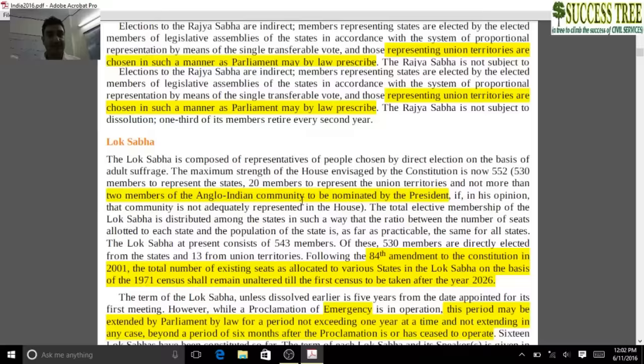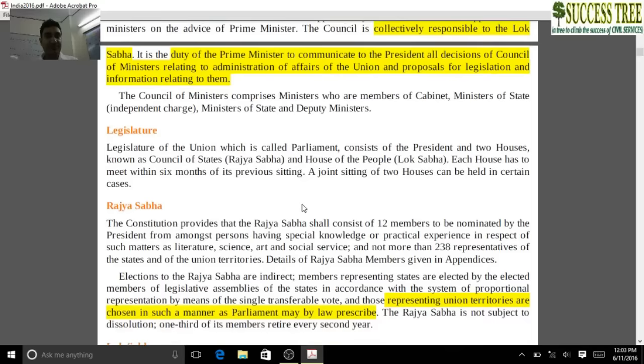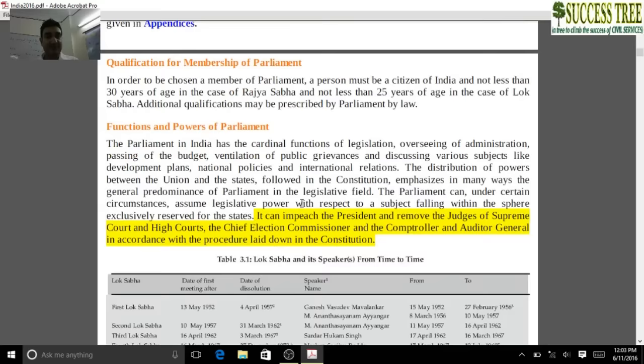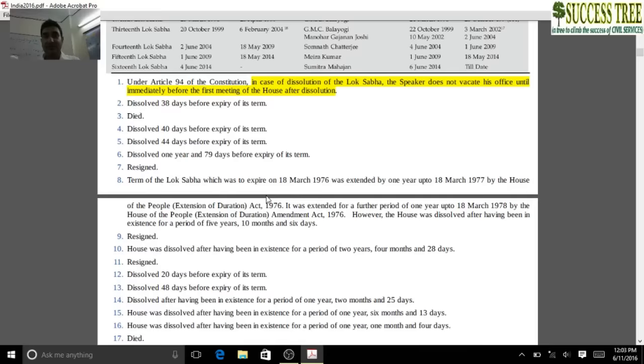After Lok Sabha, you'll see the Parliament, the legislature. In the legislature you have Rajya Sabha, Lok Sabha, then the functions and powers of Parliament, then a certain table. Just below the table there is point 1 under Article 94, in case of dissolution of Lok Sabha, the Speaker. Yes, the next page, first point. So very minute and very important information has been given in this.